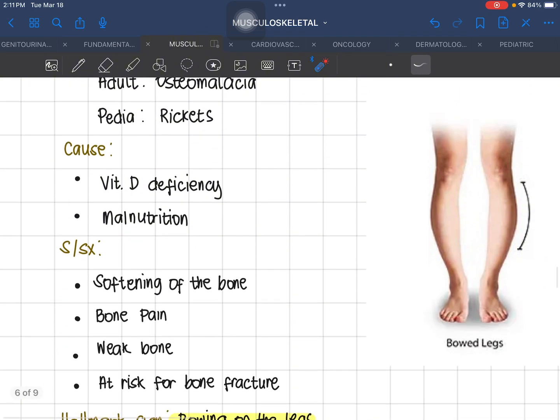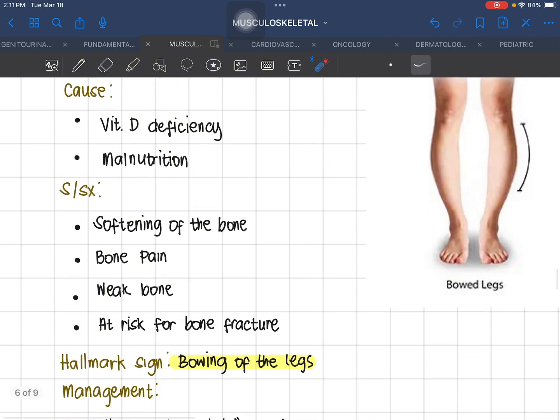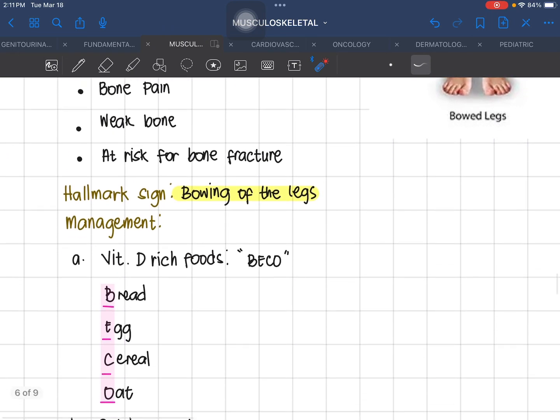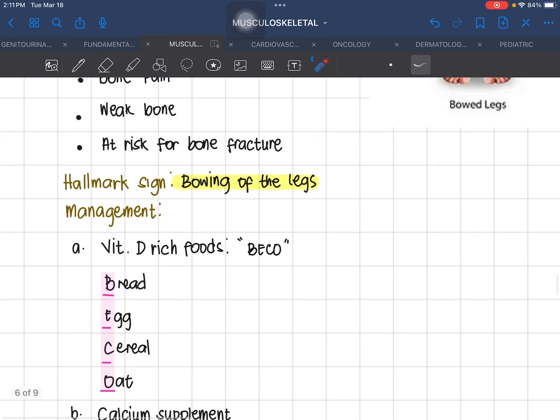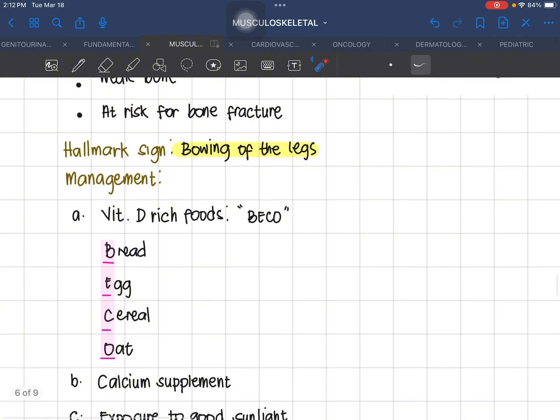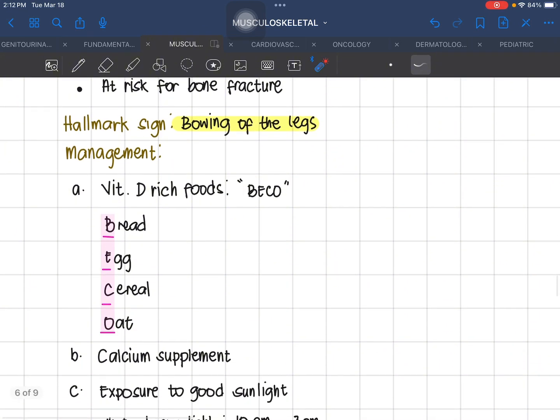And ang management natin dito, of course, we have to consume vitamin D rich foods. Meron tayong word na BECO. B stands for bread, E stands for egg, C stands for cereals, and O stands for oats. Also, isa sa management natin dito is to take calcium supplement para makatulong sa pagpapatibay ng bone. And then, next is exposure to sunlight. Kasi nga, sa sunlight, may nakukuha tayong vitamin D, di ba, pag nagpapaaraw.